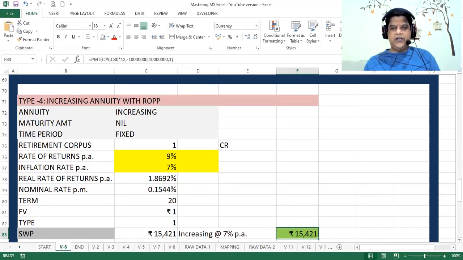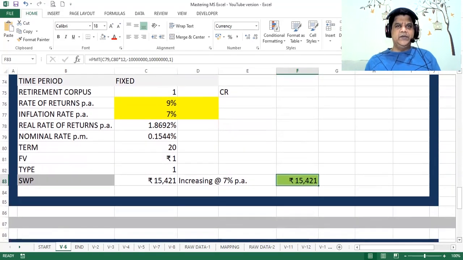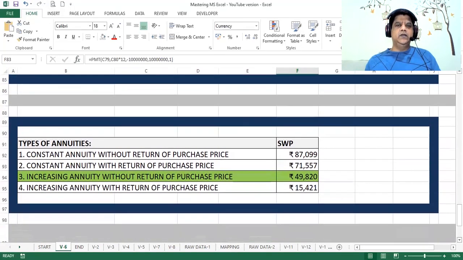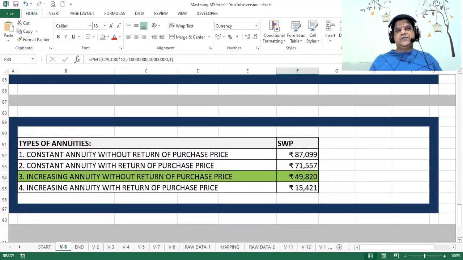Now, all these 4 calculations I've summarized for you. So let me share that with you here. So if you see, these are the 4 types of annuities and the 4 types of payouts which you can get. Now, the first and the second annuity do not make sense to us because these are constant annuities. Post-retirement, I am definitely going to face inflation. So I need to counter for that. Even if I take an annuity of 1 lakh rupees per month, after 5 years, it's going to make no sense to me. So hence, the constant annuity does not make sense.